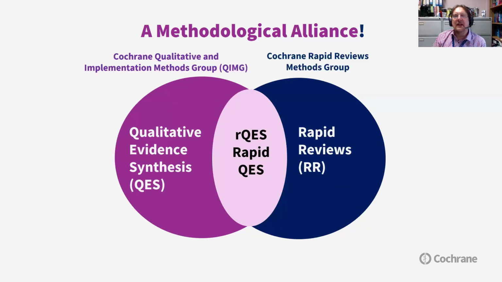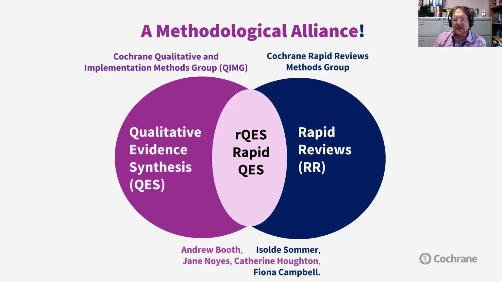So this collaboration brings together two Cochrane methods groups, the Qualitative and Implementation Methods group and the Cochrane Rapid Reviews Methods group, the group that's hosting this particular session, as indeed for all the sessions so far in the series. And you can see here that we have three of the Qualitative and Implementation Methods group conveners and two representatives of the Rapid Reviews wider group. And that constituted our core authorship.